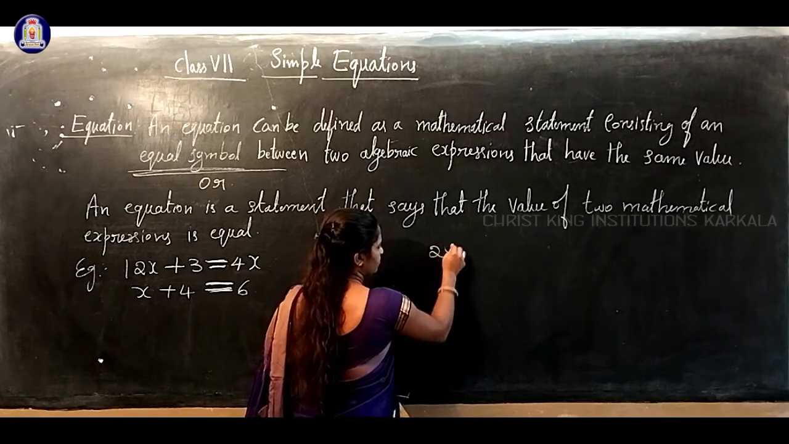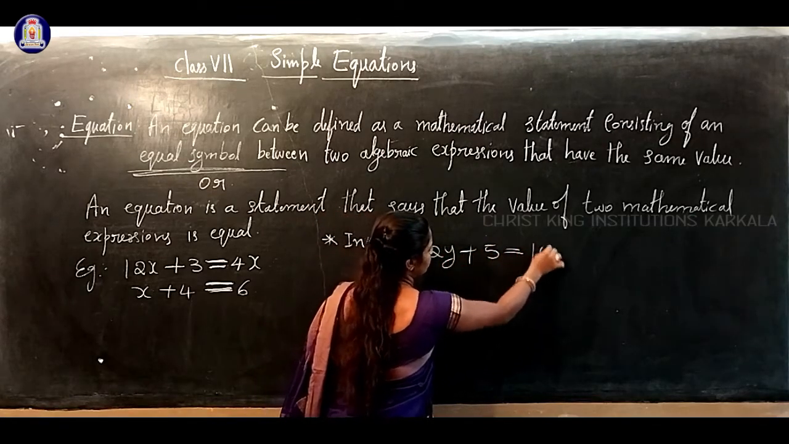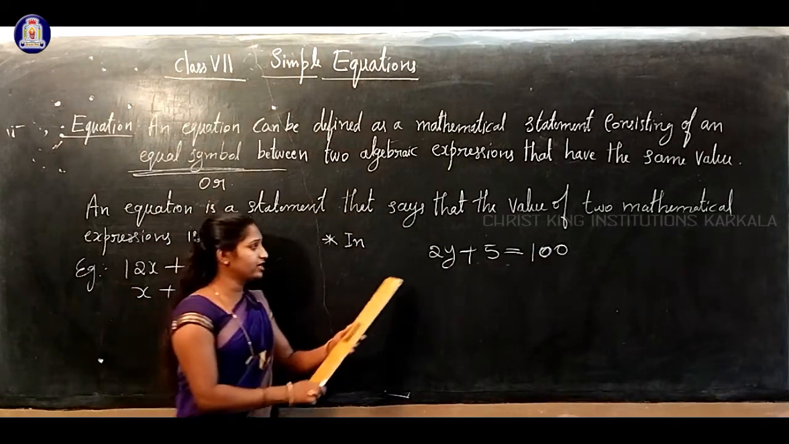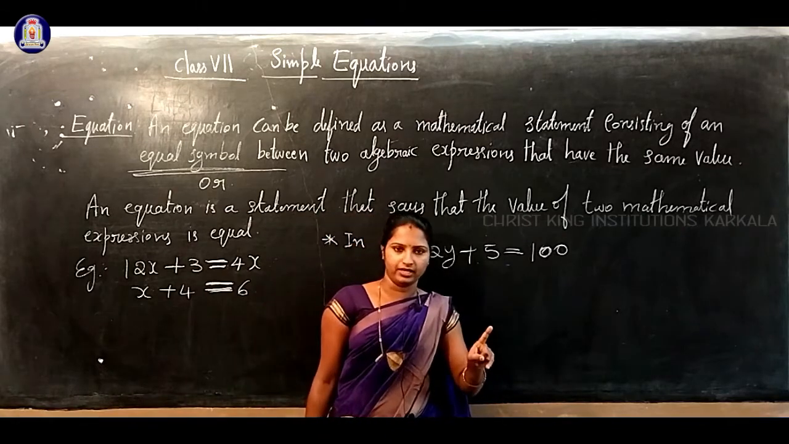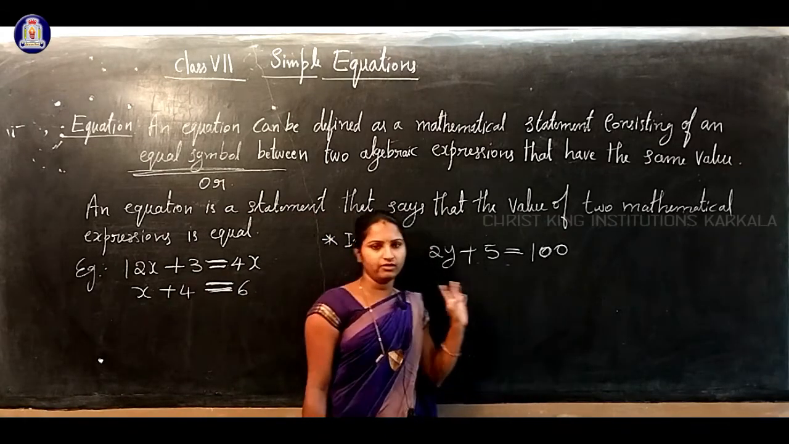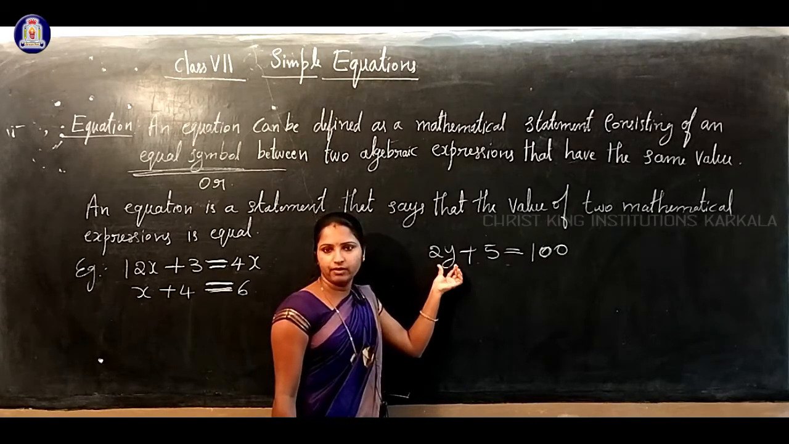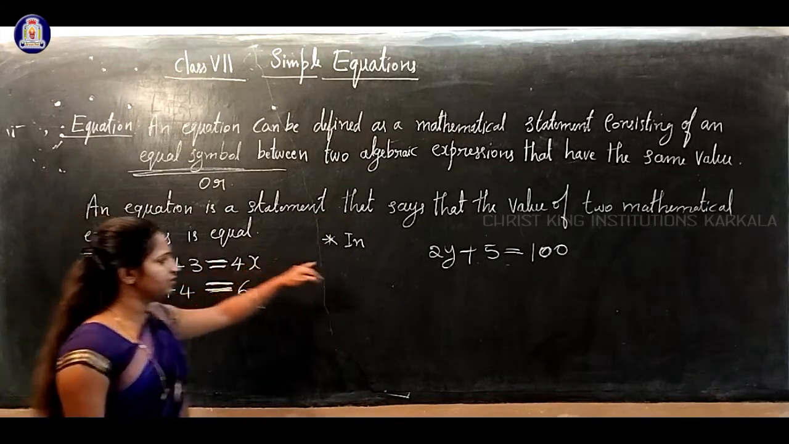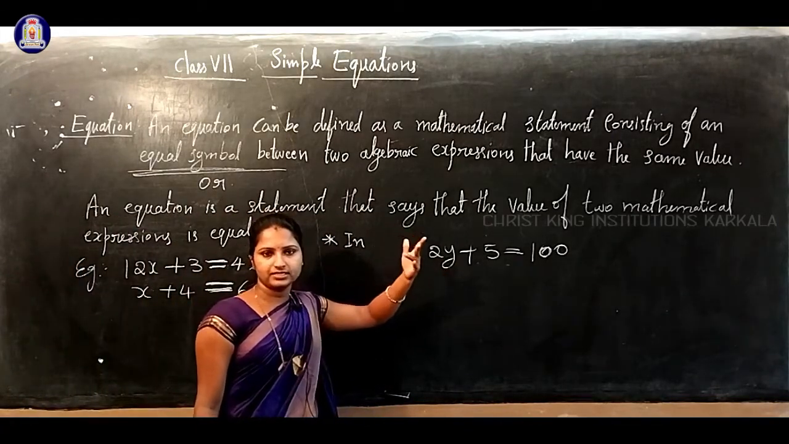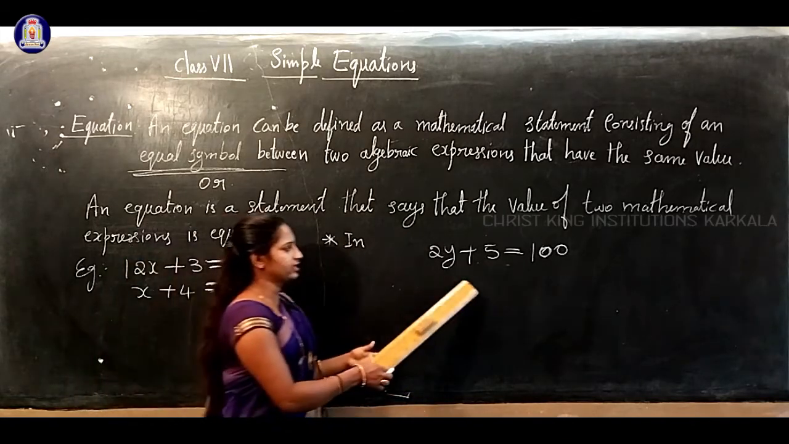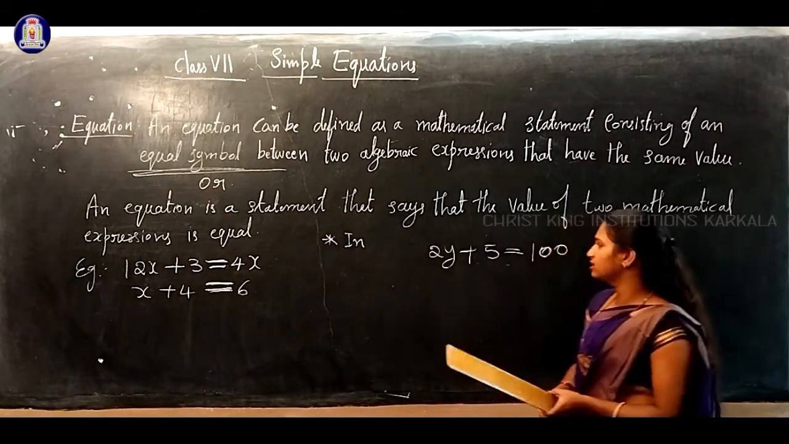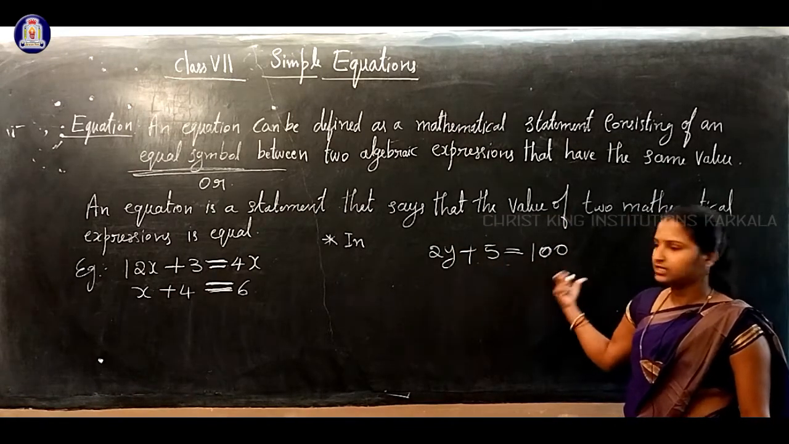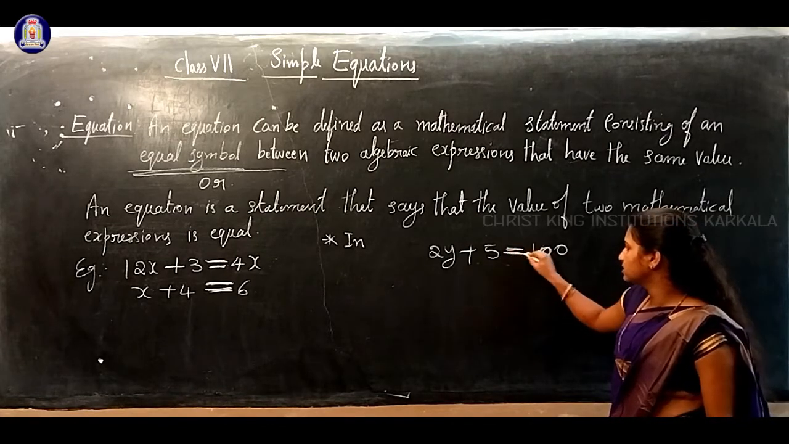We can write many examples of equations. For example, 2y plus 5 is equal to 100. An equation must contain a variable. Here I considered the variable y. You can consider any variable, any letter. It's not that x is the only variable. On both sides we have mathematical expressions connected by an equal sign. So this is the equation.